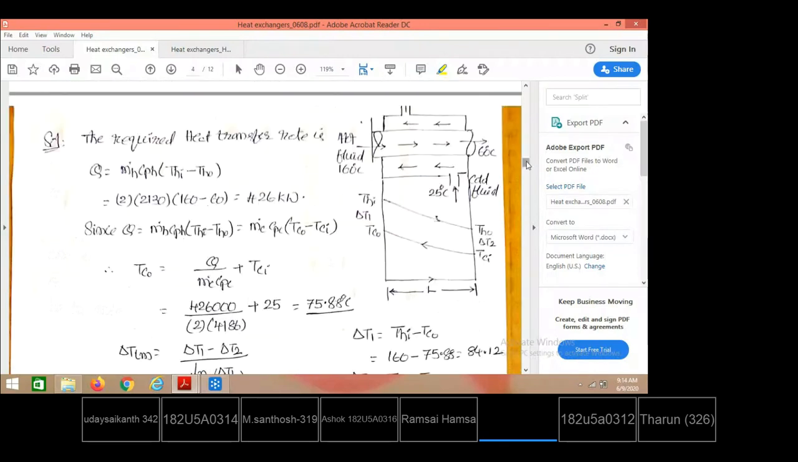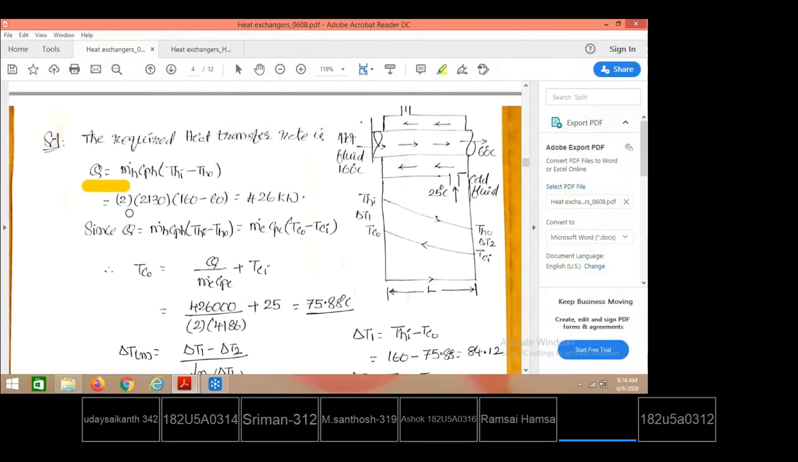So the only difference between the earlier problem and the present problem is that first we got the area of the heat exchanger, and by equating it to pi d_i into L, the length of the tube is decided. What is the amount of heat lost by the hot fluid? Hot fluid is allowed at a rate of 2 kg per second, has the specific heat of this much, and its temperature drop is from 160 to 60. So the amount of heat lost by the hot fluid is this much.